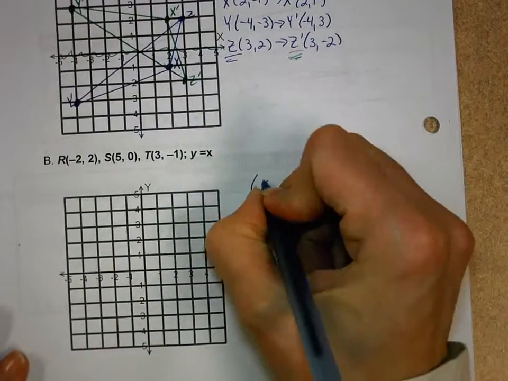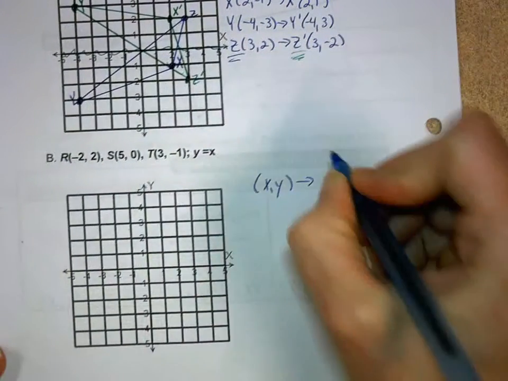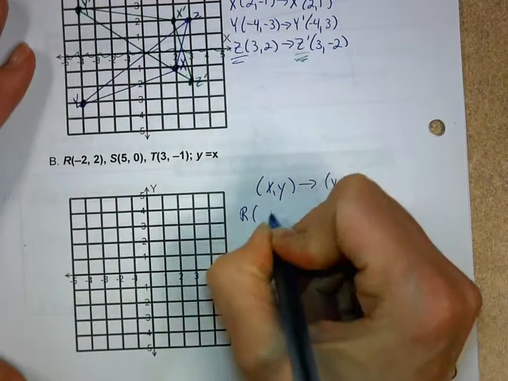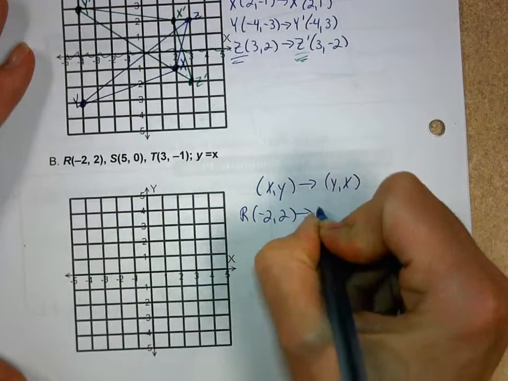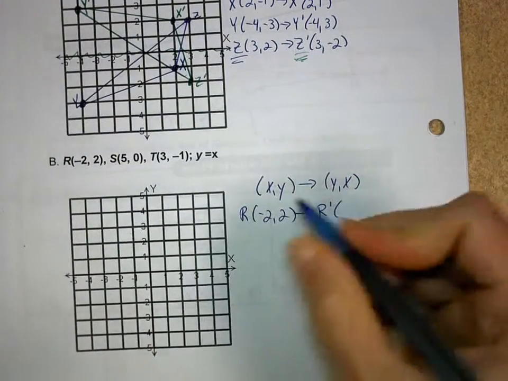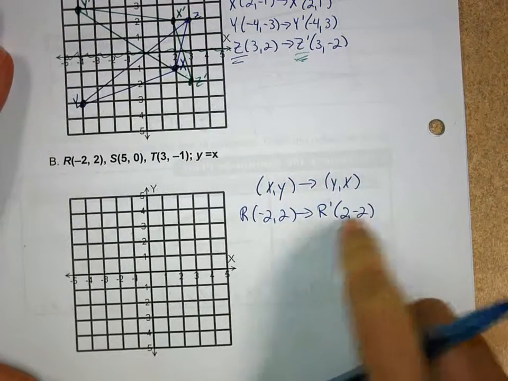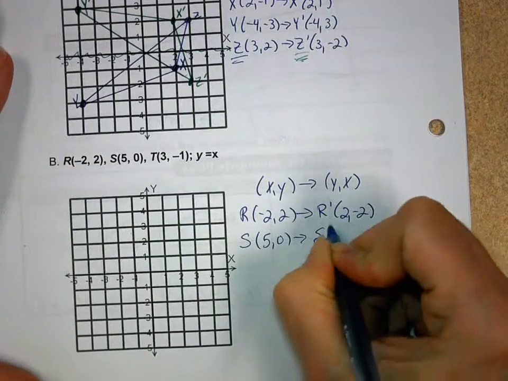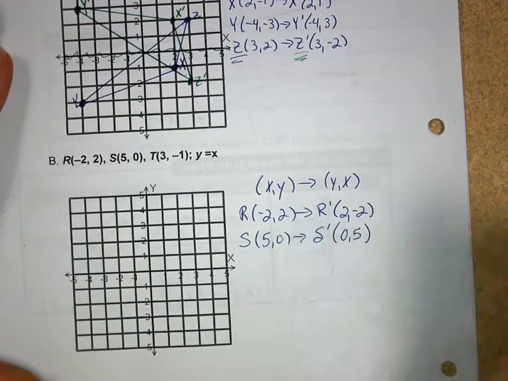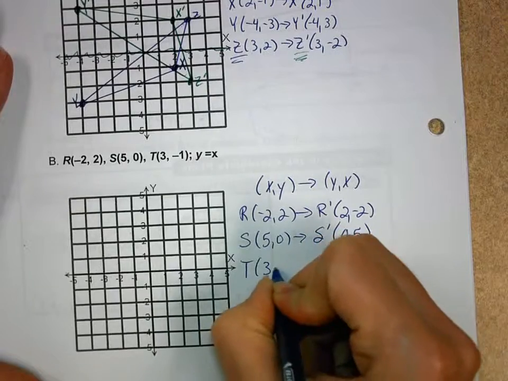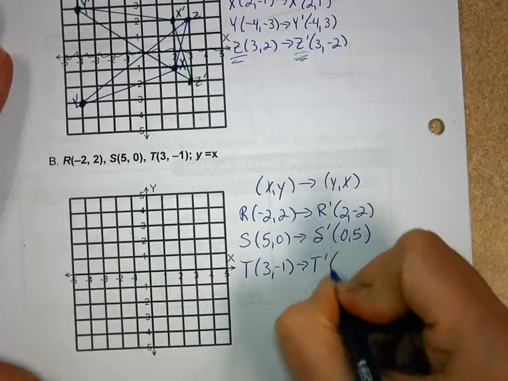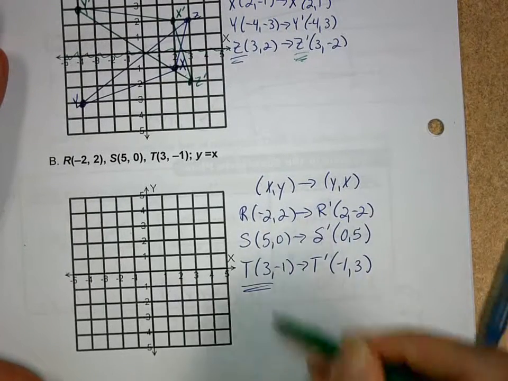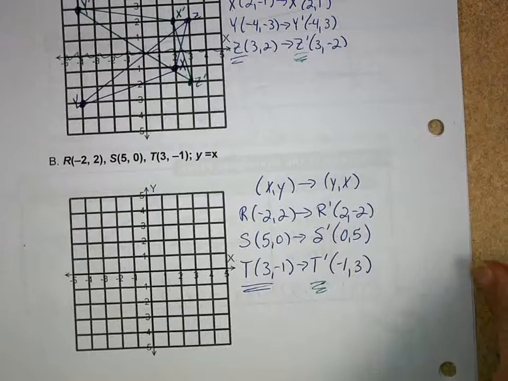I get (x, y) will transform to the point (y, x), so it's really easy to get. R is at (negative 2, 2), so R prime is going to be at (2, negative 2). They flip-flop spots. S is at (5, 0), but S prime is at (0, 5). T is at (3, negative 1), and T prime is at (negative 1, 3). Those I'm going to do in blue for my pre-image, and my image is going to be in green.